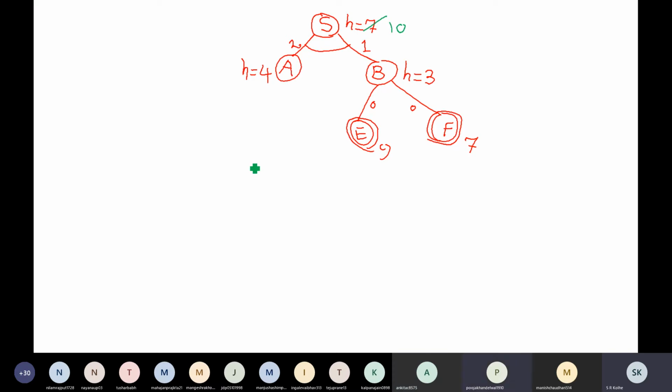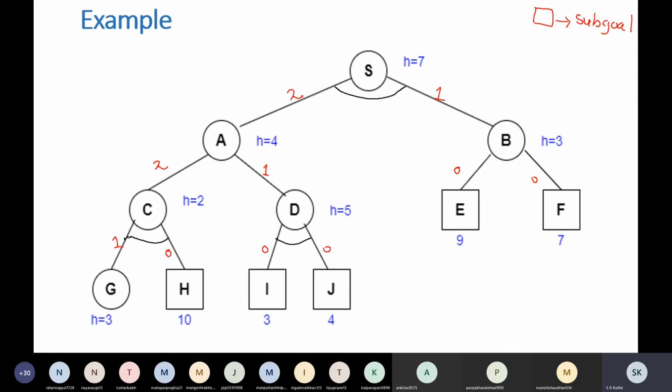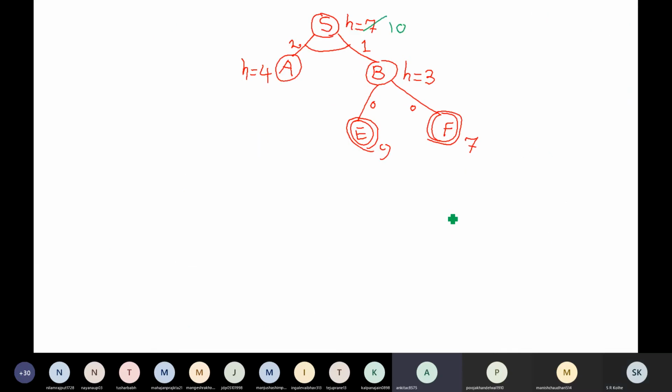Check if E is terminal node. Which one is terminal node? E and F are terminal nodes, because it's given. Select F and recompute the cost of B.